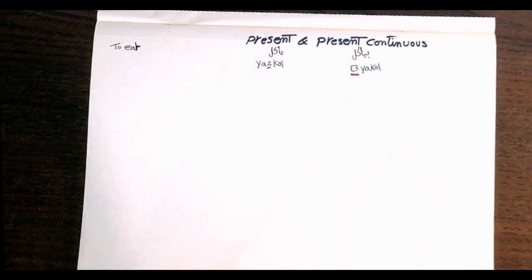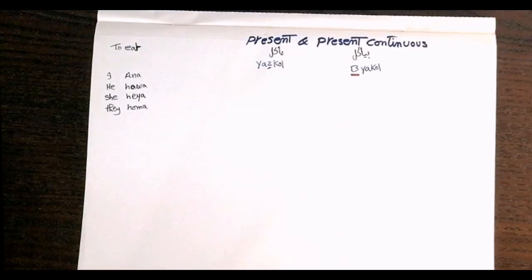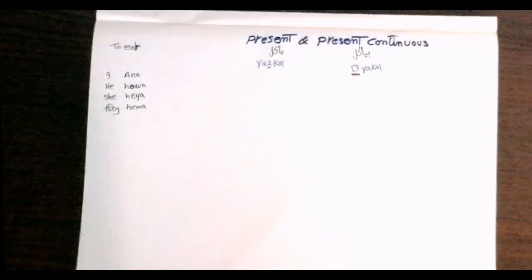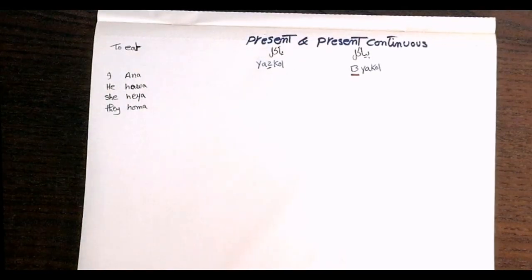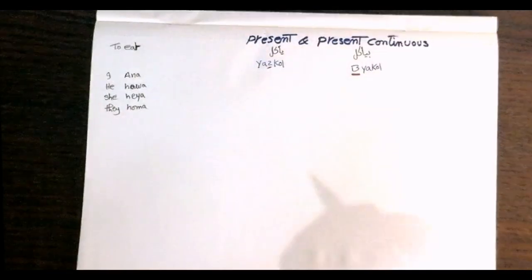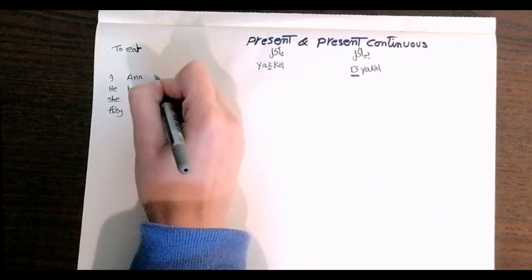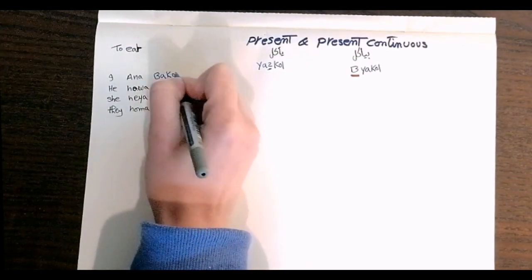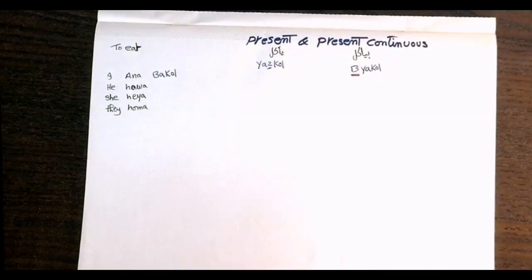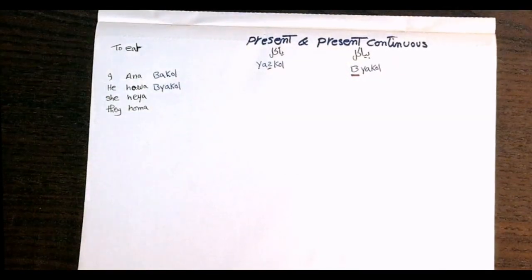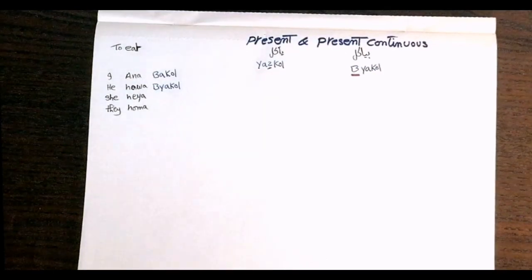First, let's revise the pronouns, because as you know from previous videos, verbs change according to the pronoun. So the word for I is أنا, he, هو, she, هي, they, هم. أنا, it will be أنا باكل, I am eating. هو بياكل, هي بتاكل.